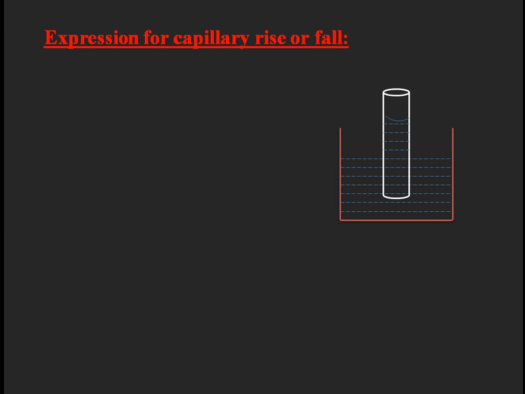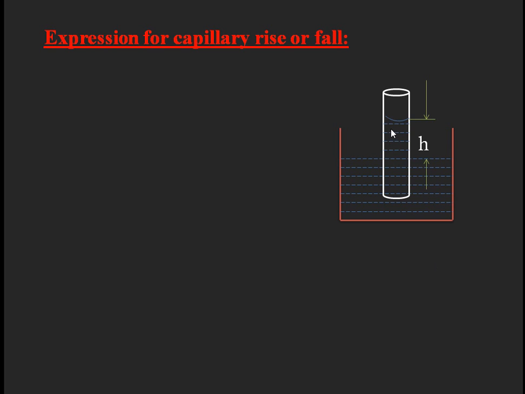Whenever the rise has taken place inside the glass tube, the surface you get over there will be a curved surface. Due to the sticking property, the adhesive property, we get the curved surface in a glass tube. On this curved surface, there is a surface tension, which will compensate the weight of the liquid present inside the glass tube up to a height of h.